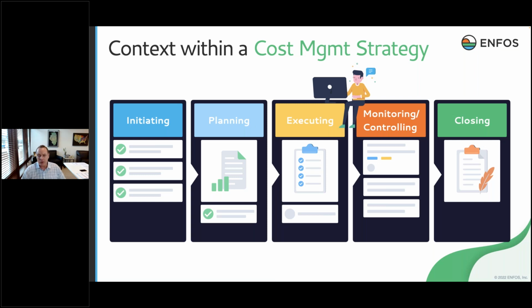Now, the monitoring and controlling area is where I'm going to spend the majority of our time today, because we're talking about cost control. But you have to have the context of where that fits in, right? You can't monitor or control something that doesn't already have a plan associated with it, right? Which means we've already initiated a project. We're doing a project for some reason, or a group of projects. So keep that in mind. This fits into an overall strategy.